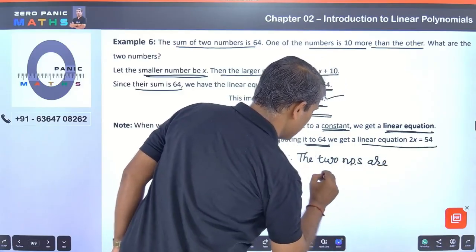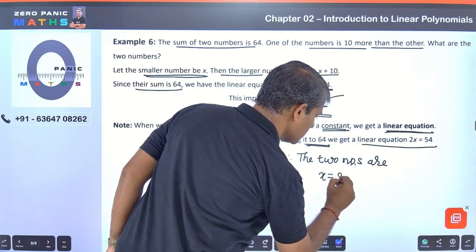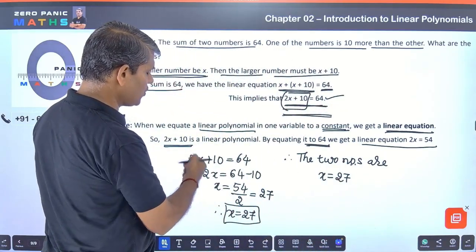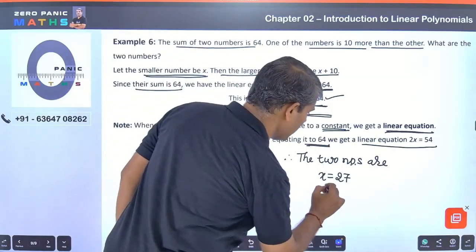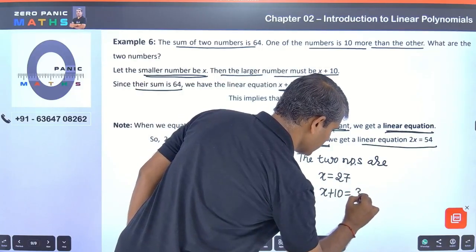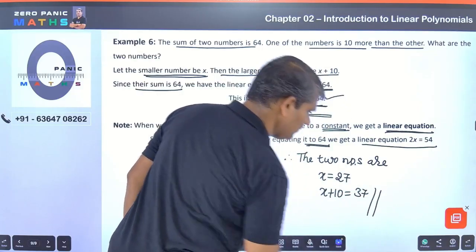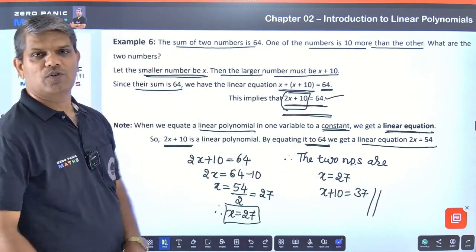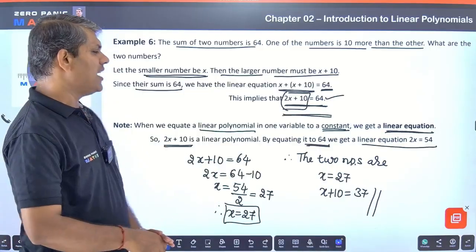So x is equal to 27. That is what we found by equating 64 to the linear polynomial, and the second number is x plus 10, which is 37. You see that 27 plus 37, you will get 64. That is the answer for this question.